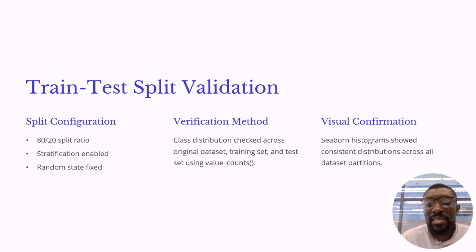And then after doing that split, we're going to verify the method. The class distribution will be checked between the original data set, the training set, and the test set using a value counts function. Once that's done, we're going to visually confirm that our split was actually effective, using a Seaborn histogram to show how consistent the distribution was across the data set partitions.